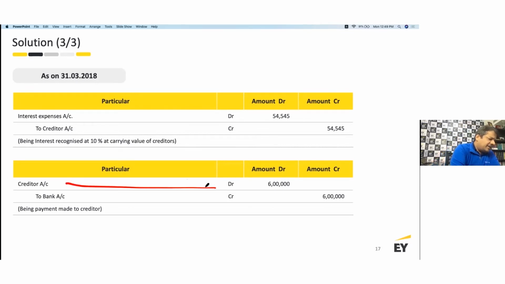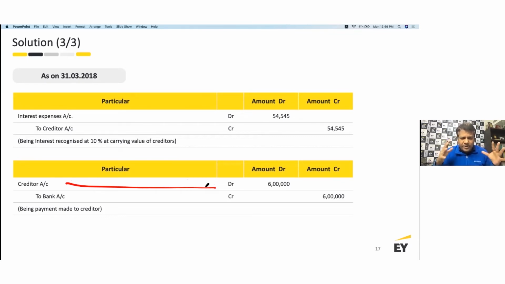Credit account debit by 6 lakh and payable, and bank is credited by 6 lakh rupees. Being payment made to the creditor. All right. I hope this interest accounting is fairly simple, right?